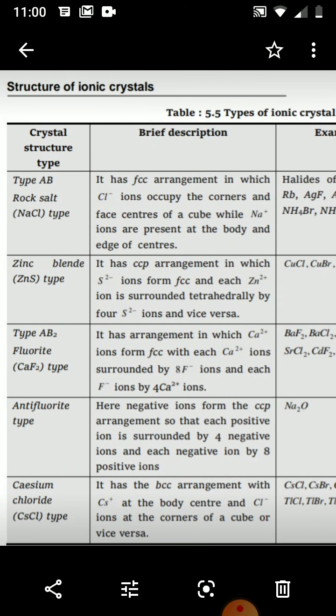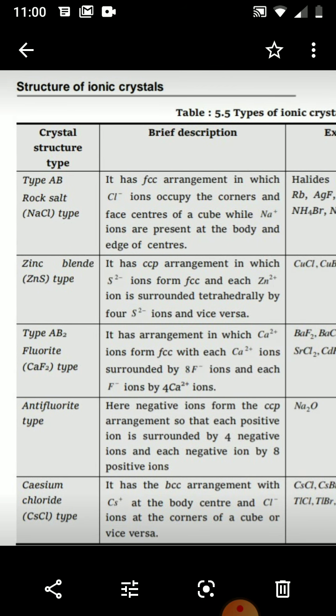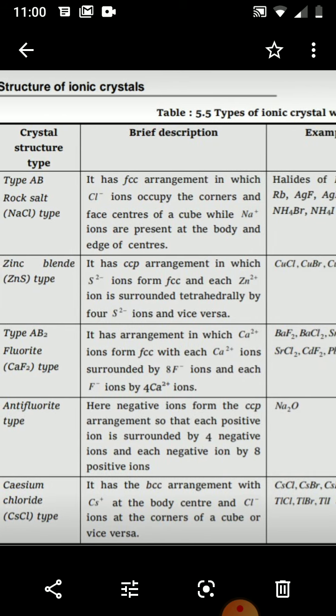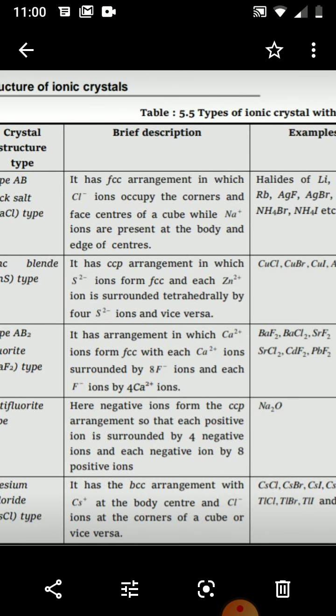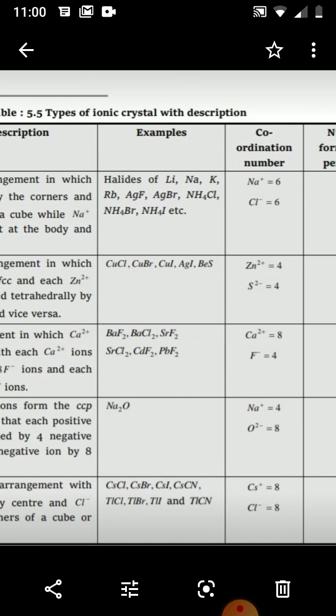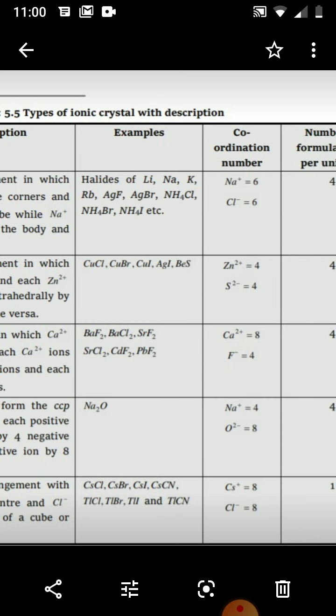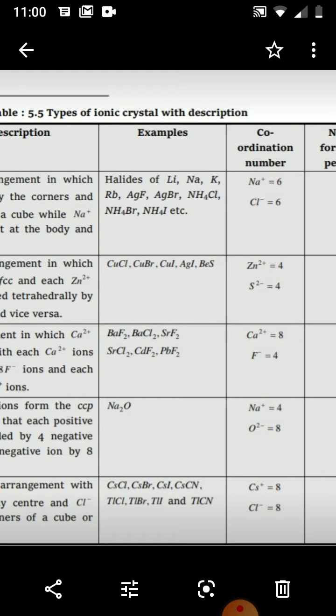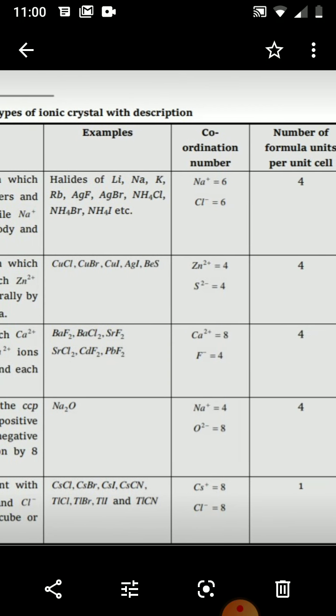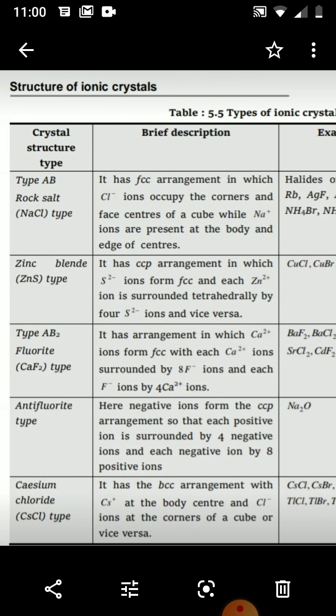Now AB2 type, this is the fluorite type system. CaF2, calcium fluoride, that's why this is fluorite type or AB2. Again, the calcium ions form FCC. Each calcium ion is surrounded by 8 fluoride ions, and each fluoride ion by 4 calcium ions. That is, the coordination number of calcium is 8 and the coordination number of fluorine is 4. Again, this is an FCC arrangement, so the total number of particles is 4.